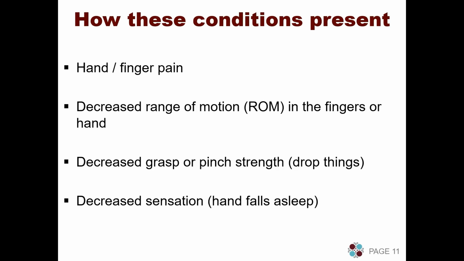When working with an individual, how will these conditions present? They can present with having hand or finger pain, a decrease in range of motion in the fingers or thumb, decreased grasp or pinch strength, which makes just simply picking up things and sustaining a grip or hold on them difficult. And you can observe this in individuals when they're constantly dropping things, or decreased sensation in their hands when they complain about them falling asleep, or they can't feel things, or they can't feel temperature.